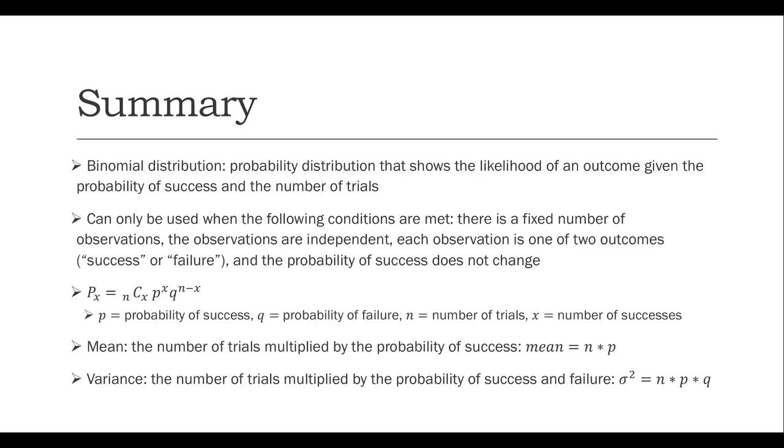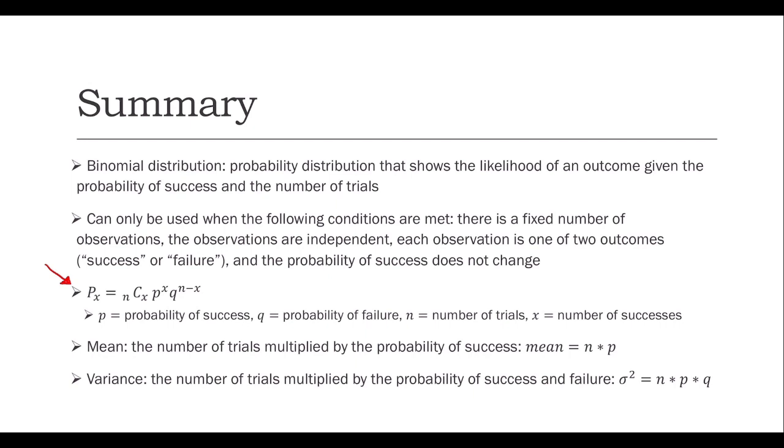So in summary, the binomial distribution is a probability distribution that shows the likelihood of an outcome given the probability of success and the number of trials. It can only be used when the following conditions are met. There is a fixed number of observations. The observations are independent. Each observation is one of 2 outcomes, success or failure, and the probability of success does not change. To calculate your probability, you would use this equation, where P is the probability of success, Q is the probability of failure, N is the number of trials, and X is the number of successes.